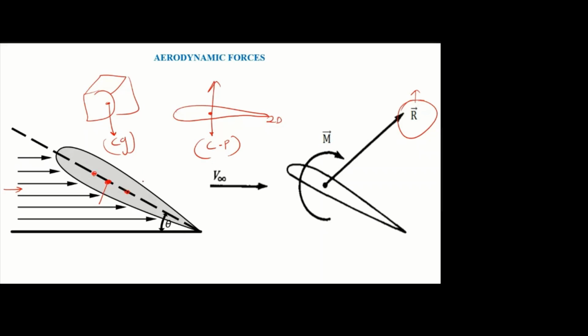So if you keep an object in a flow field, there will be only one force, that is the resultant force, and depending upon the holding position, there will be an additional moment. Is that clear?